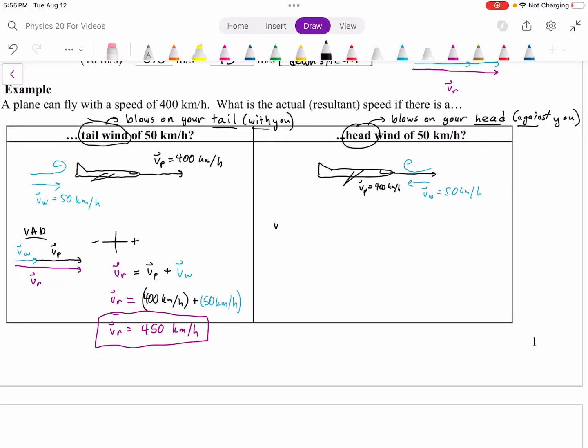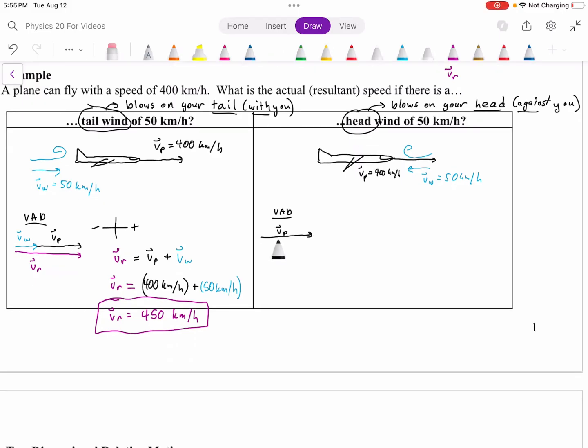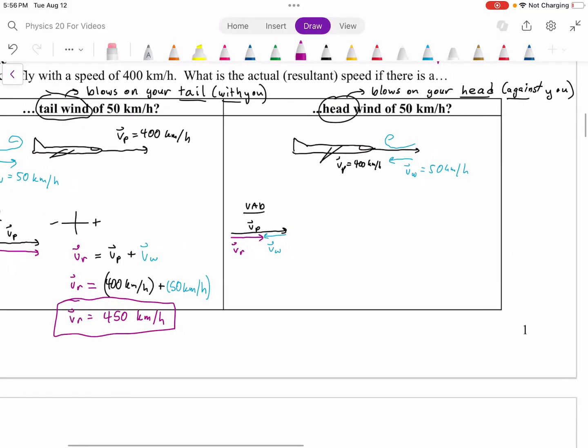Okay, so let's draw a quick VAD, as we always should. So now the plane's velocity tip to tail with the wind's velocity, and we can see that the resultant velocity for someone observing this from the ground is going to be a bit slower than 400, right? You might be able to do in your head right now how much slower, okay? But again, that's because if we're watching from the ground, yeah, the plane is flying at 400 kilometers per hour through the air, but the air itself is going 50 kilometers per hour in the opposite direction it's trying to go. So that's going to impact the overall velocity as viewed.